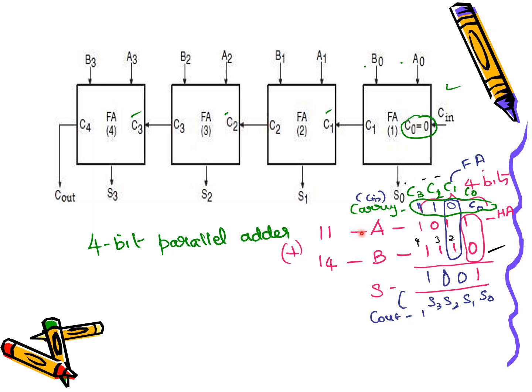So however many bits you are going to add for any two input signals, that many full adders in general people will choose. So if they ask you to design and explain a 4-bit parallel adder, this is a block diagram, because one full adder will have two XOR gates and a minimum of three AND gates.